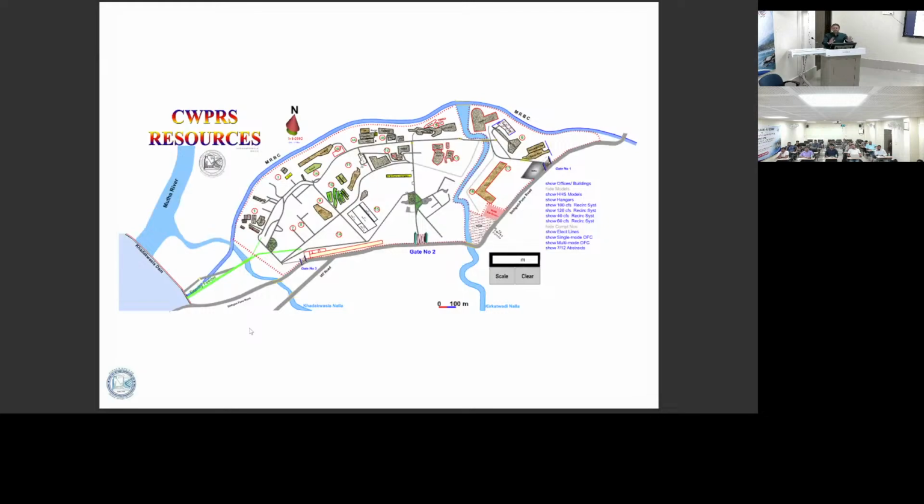So now I come to our CWPRS. This is the area of CWPRS. You can see a lot of models. This brown line, this grey line, this is a circulation system. From Khadakwasla Dam we take water to the lower head tank, pump it to the higher head tank, and circulate it to these pumps. So these canals run throughout the periphery.